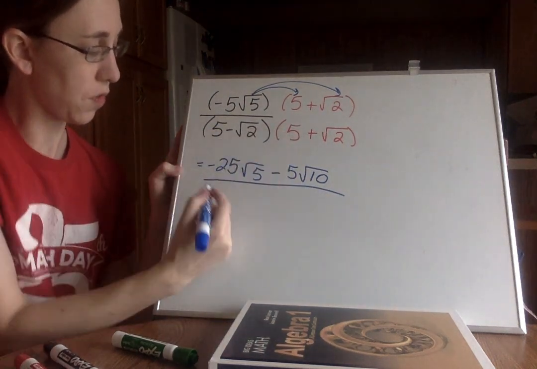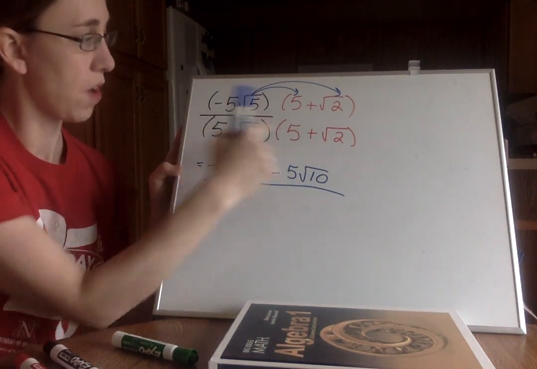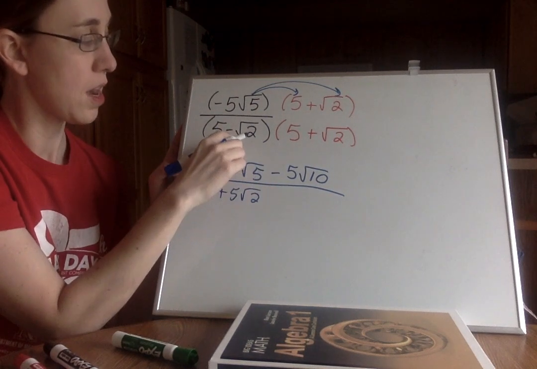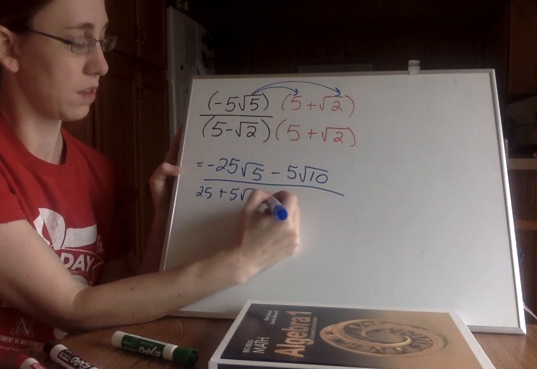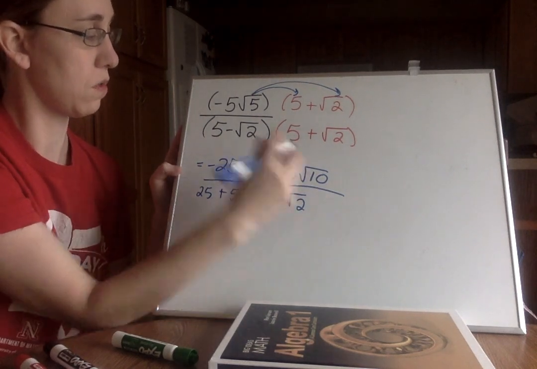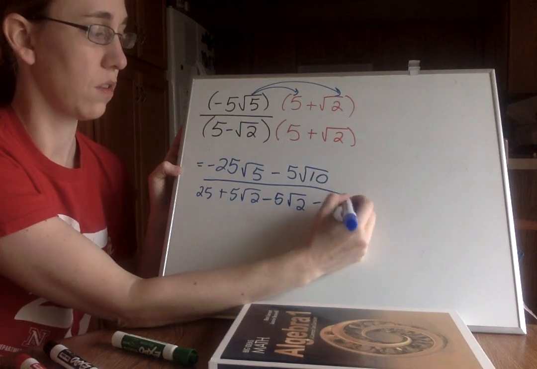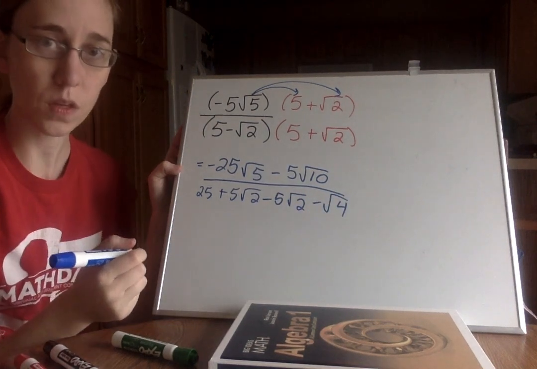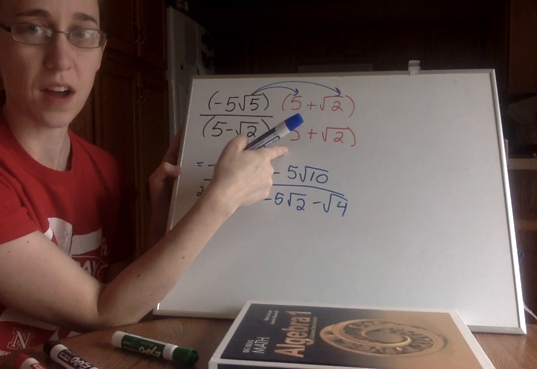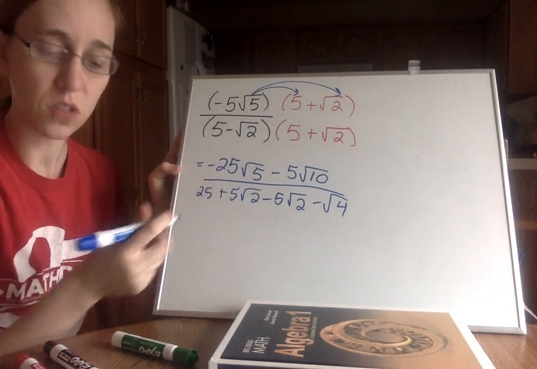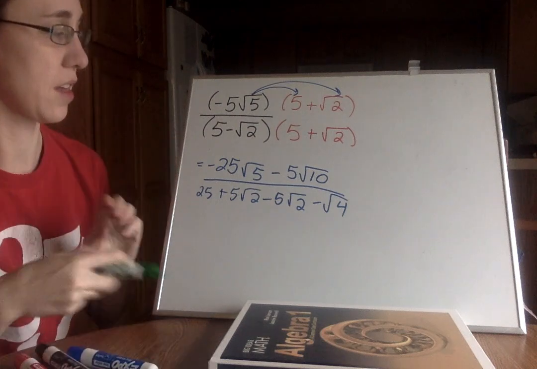So 5 times 5 is 25. 5 times square root of 2 is 5 square root 2. Negative square root of 2 times 5 is minus 5 square root 2. And negative square root 2 times square root of 2 is negative square root 4. So, first step, find the conjugate. Second step, multiply it out. Now we start seeing what can and cannot simplify.